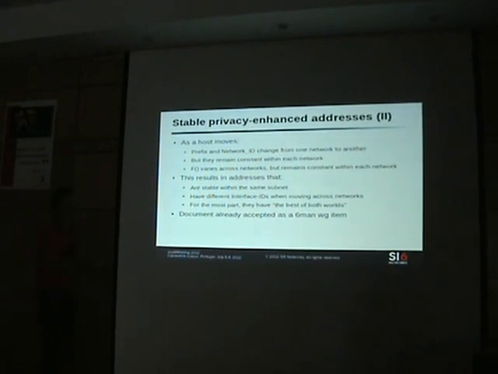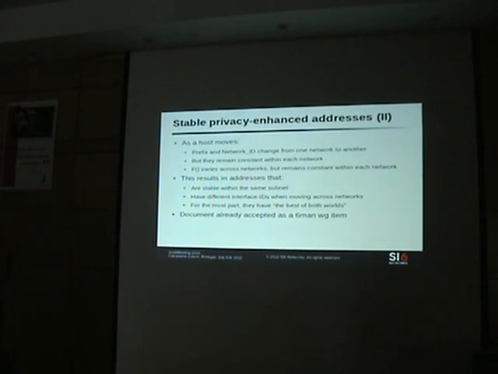And also, we'll mitigate the privacy issue because as the same system moves from one network to another, the interface ID changes. So it's not possible to identify the same node because of any value or any bits in the IPv6 address. As I said before, this proposal was accepted by the 6man working group of the IETF. And I personally expect the document to be published as an RFC this year.